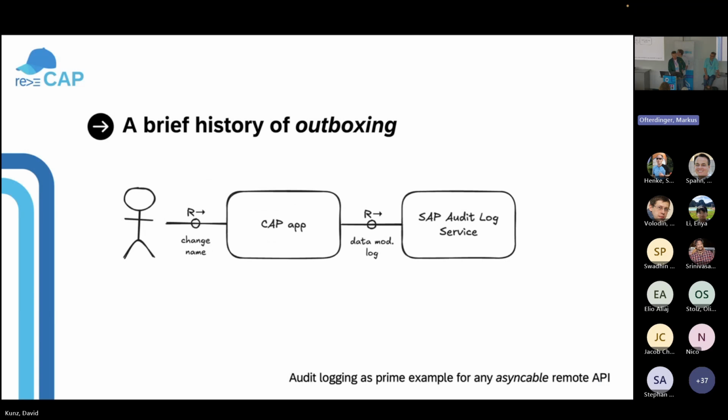So, a brief history of outboxing. Daniel, again, teased that already. I took audit logging. That was actually our first productive use case, which is why I took it as an example here. It's very intuitive to understand.